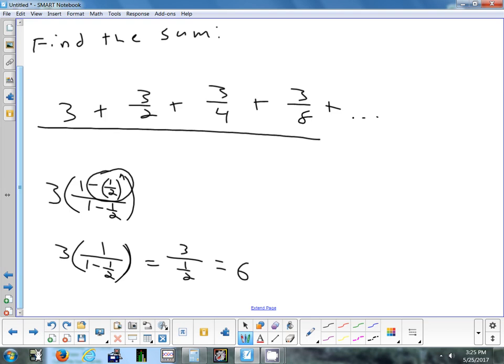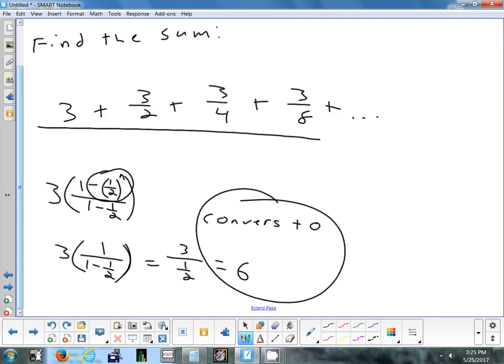Do you remember the term you use when it actually adds up to something, when it approaches a number? Converges, yep. So this converges to 6. So on the test, just be careful when you read the question. Do they want to know what the sum is converging to, or what the terms are converging to? The terms themselves are approaching 0, we did that earlier. But the sum of the terms is approaching 6.